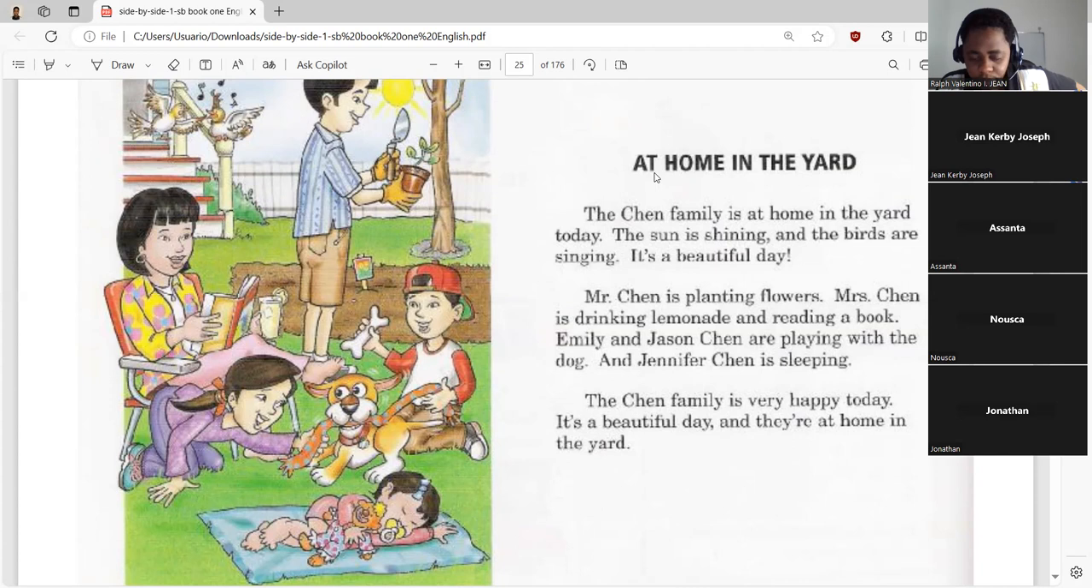At home in the yard. The Chen family is at home in the yard today. The sun is shining. And the birds are singing. It's a beautiful day.